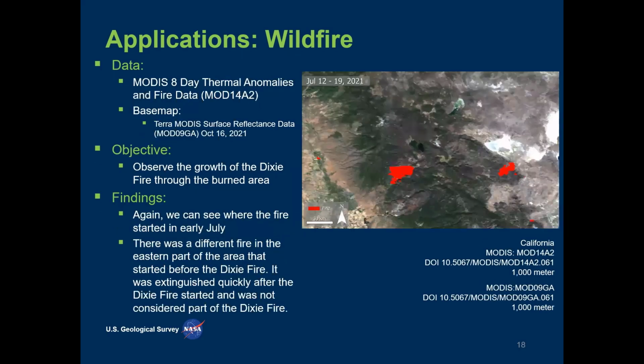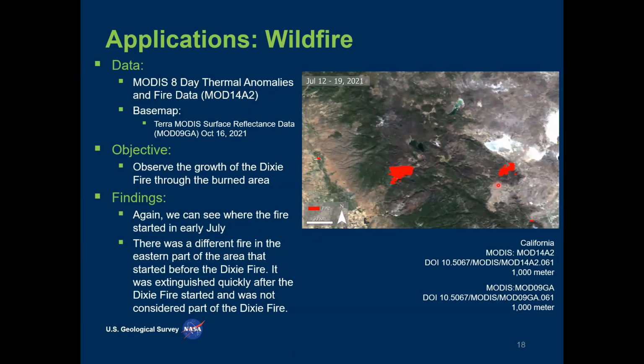Now let's observe the same fire using the Terra MODIS 8-day thermal anomalies and fire data product, the MOD14A2 product. Now when I say 8-day here, I mean this is an 8-day composite of the pixels with fire confidence. So we can see again where the fire started.